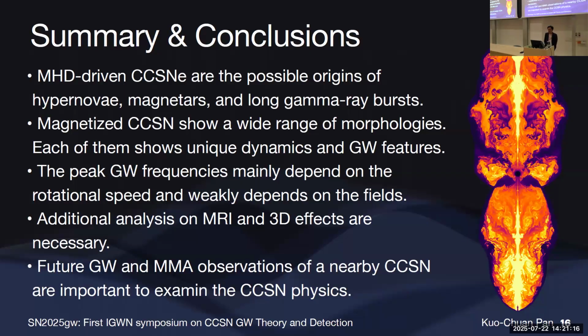But the important thing is this peak frequency, the high frequency component, seems robust and mainly depends on rotational speeds. And also the resolution is quite important in these MHD simulations because MRI is supposed to play an important role in the dynamics, and the turbulence created by the MRI can contribute some pressure that can affect the dynamics of the explosions.